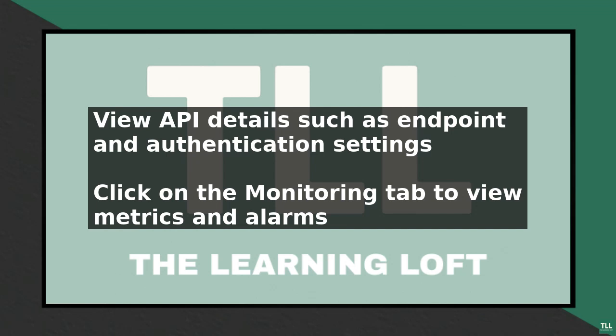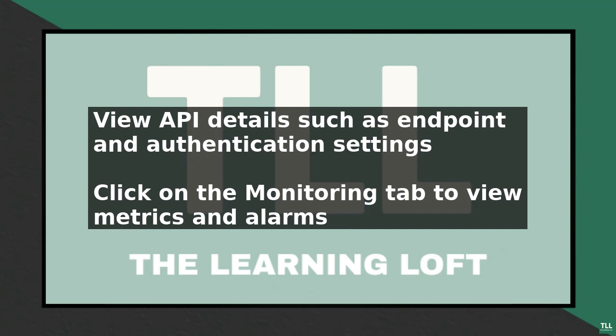Here, you can view metrics such as API latency, error rates, and usage. You can also set up alarms to notify you when these metrics exceed certain thresholds. For example, you can set up an alarm to notify you when the API latency exceeds 500 milliseconds or when the error rate exceeds 5%.